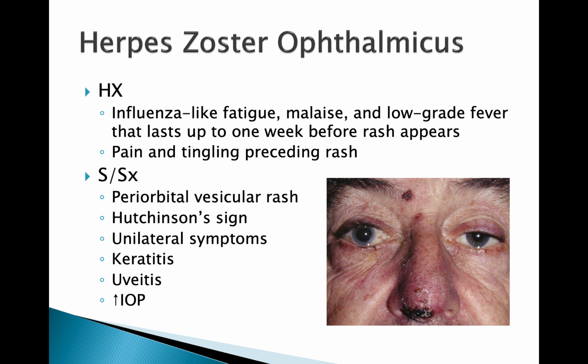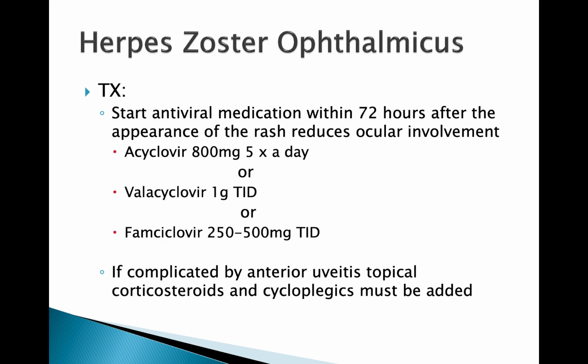Signs and symptoms include periorbital vesicular rash, Hutchinson sign, unilateral symptoms. You'll have keratitis, uveitis, and pain with intraocular pressure increase. So on the right-hand side, that's a Hutchinson sign, and the tip of the nose is involved, so you can pretty much guarantee that the eye is involved. And you can look at the gentleman's pupils. You can see differences between his pupils. And so that's a good presentation picture of herpes zoster ophthalmicus.